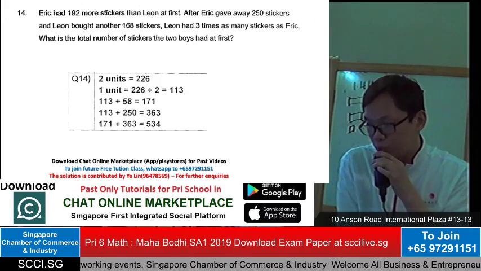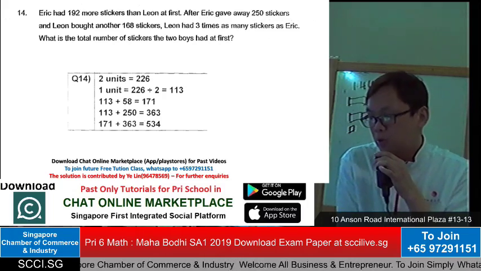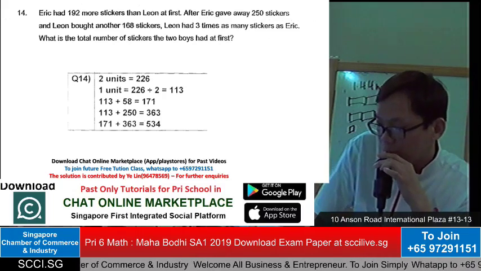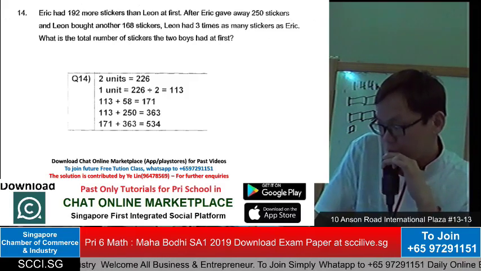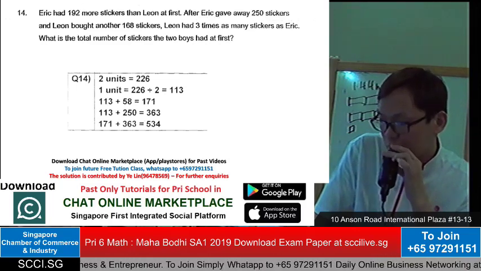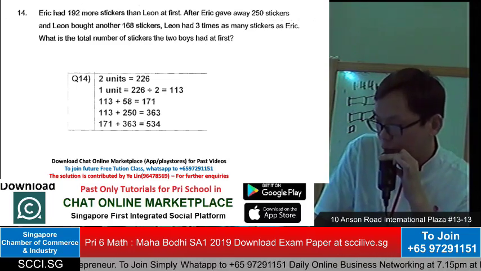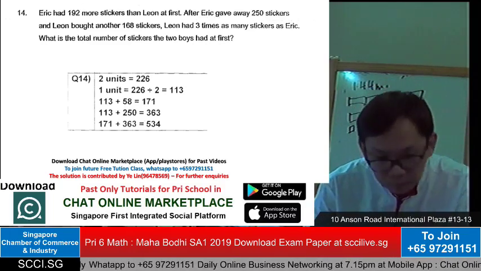2 units is 226. 1 unit is 226 divided by 2 equal to 113. So 113 plus 58, you work out is 171. 113 plus the 250 is 363. Then you use the 171 plus the 363, you work out is 534, which is the total number of stickers. Next.